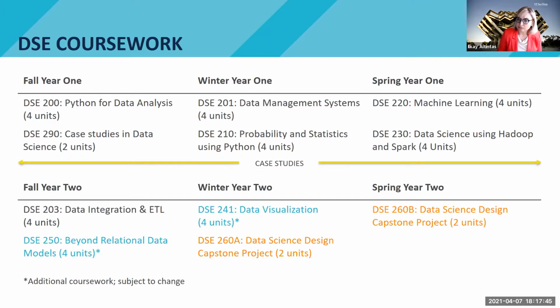In the second year, we'll extend this skill set with data integration and ETL. Extract, transform, load stands for ETL. So basically being able to get real data or raw data and turn that into something we can work with. And what you're seeing is 2 courses. One is the Beyond Relational Data Models course and the other is the Data Visualization course.